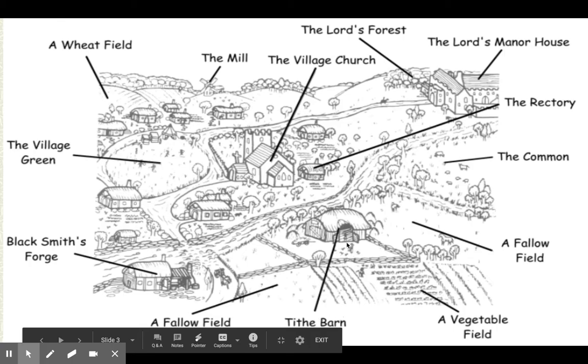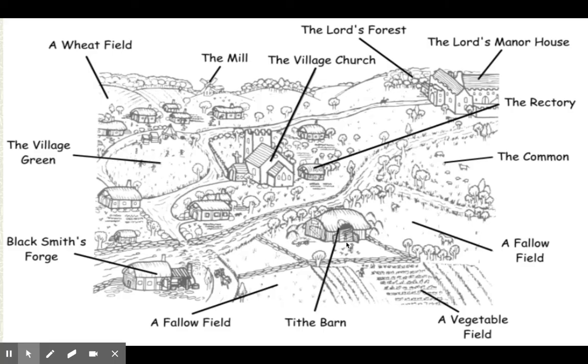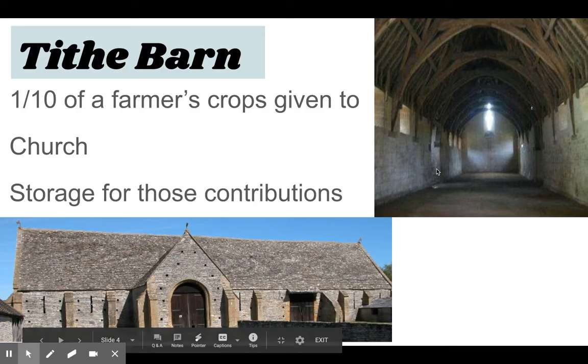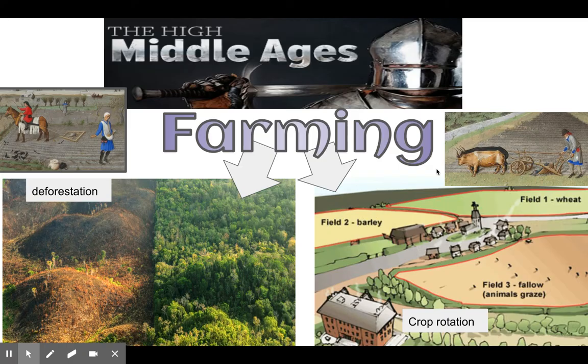And I mentioned the tithe barn before. It was a tithe and it was a tax. So let's just call it a tax. And 1/10 of the farmer's crops were given to the Catholic Church and they became very powerful. Here's a storage for those grains and crops.